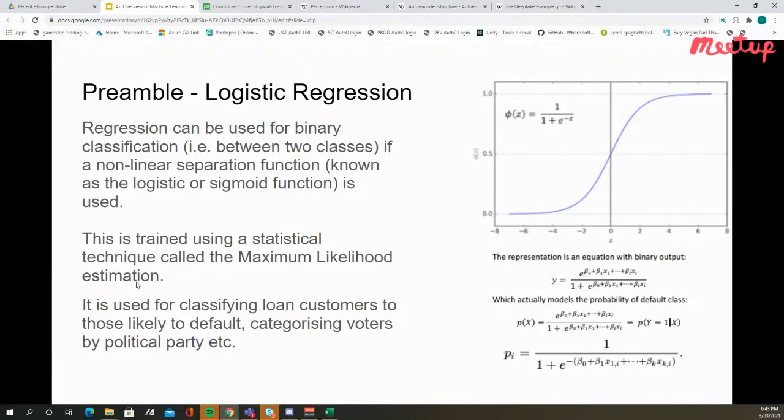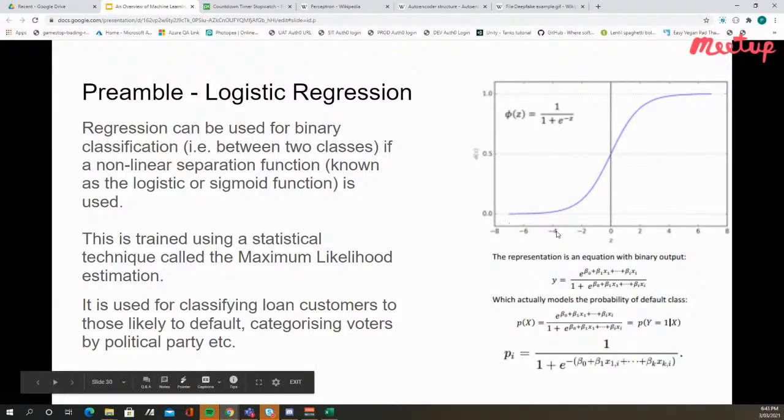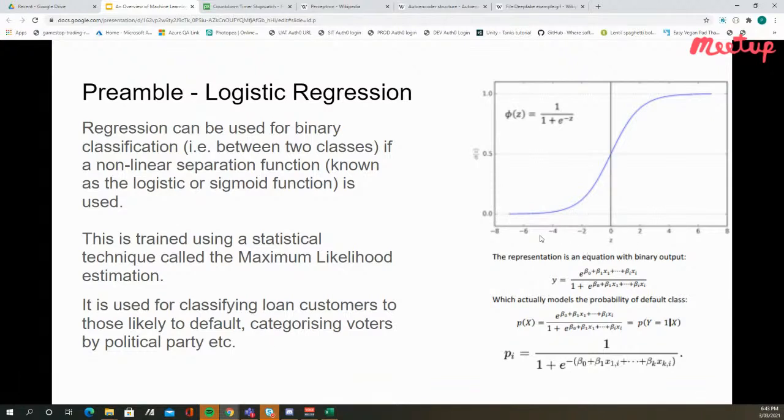So it returns 0 or 1, which means you have points on this axis, which have been scaled, of course, but at some point, the output goes from 0 to 1. So you only have 2 possible categories that you can assign things to.